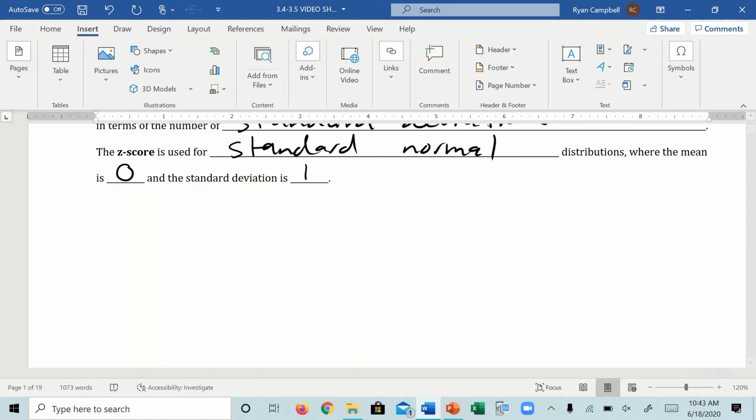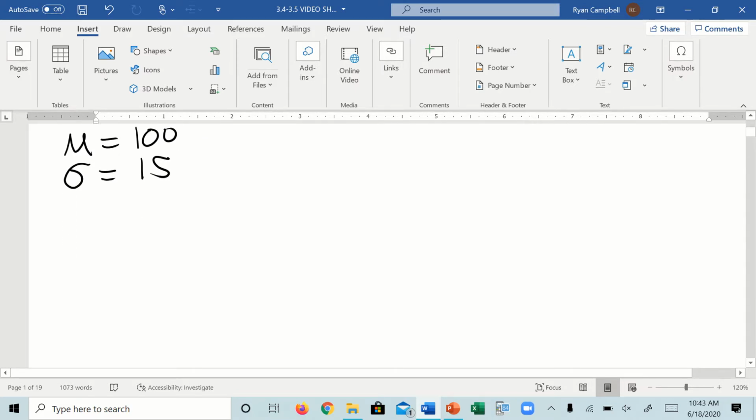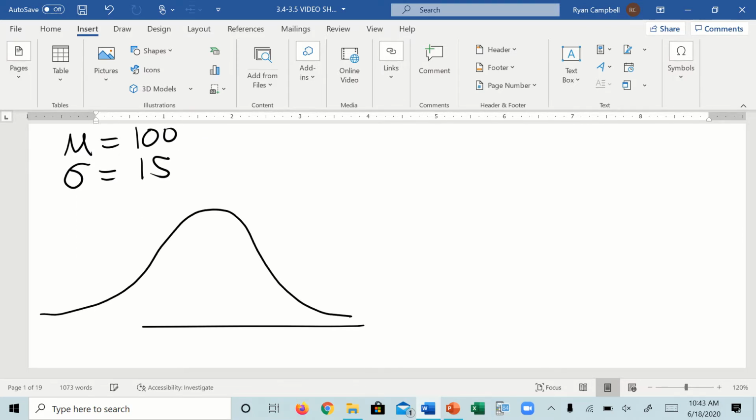So basically, we have IQ scores, for instance. And IQ scores have a mean, remember, population mean of 100 and the standard deviation of 15. Well, if we draw a normal distribution, right, we know right there in the center is going to be the mean, which is 100. One standard deviation above is going to be 100 plus 15, which is 115. Two standard deviations above is going to be adding another 15, which is 130.